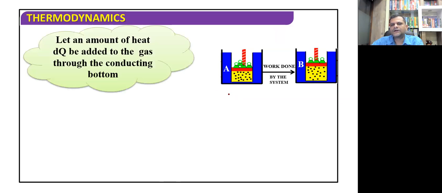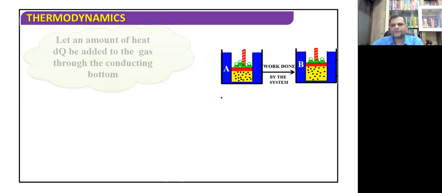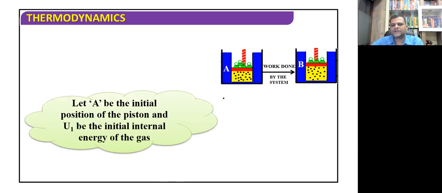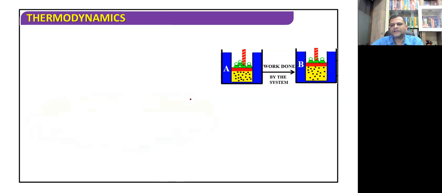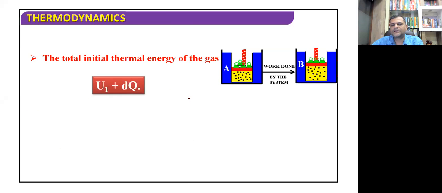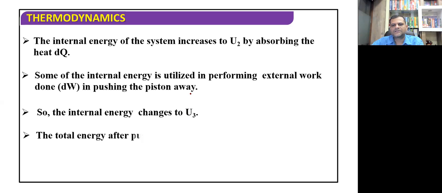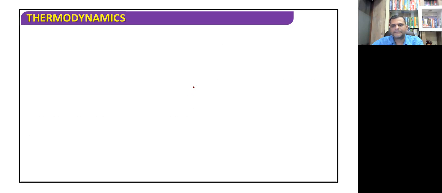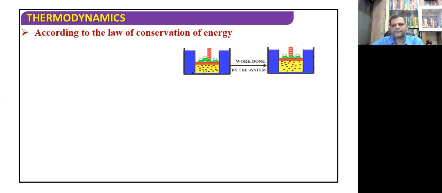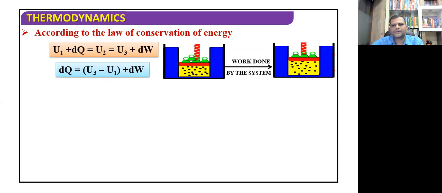Okay, so dq इतना अगर हीट हमने इसमें ऐड किया तो उसकी वजह से कुछ पार्ट जो है वो उसका इंटरनल एनर्जी का चेंज बन जाएगा. If suppose u1 is the initial internal energy and suppose u2 is the final internal energy, then we can say that u1 plus, okay, we can understand this. Okay, so amount of heat added is equal to the change in internal energy plus work done. That is the first law of thermodynamics.